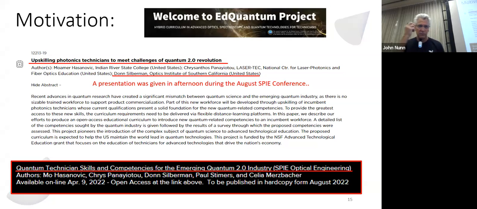We also did this other paper and a presentation in SPIE Optical Engineering and at the conference about quantum technician skills and competencies for the emerging quantum 2.0 industry. So again, how do we get students, mostly young people, but age is not any kind of a real barrier because veterans and people getting out of one career into another career, we can do this through the community colleges. So that's happening.